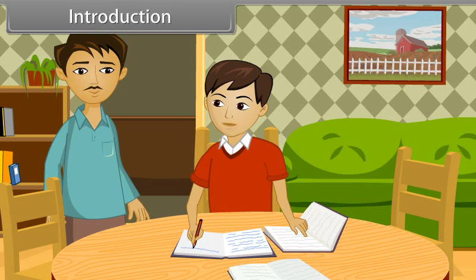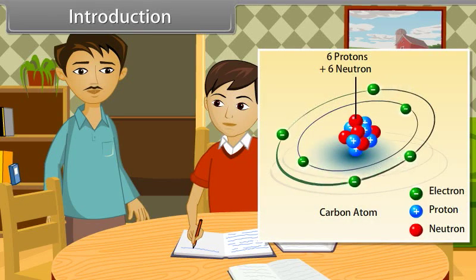Okay, Dad. What kind of materials are there in the atoms? Atoms consist of electrons, protons and neutrons and a central core which is called the nucleus. It sounds interesting. Can you tell me more of it? Yes, Rohit. In this lesson, you will study the structure of the atom.